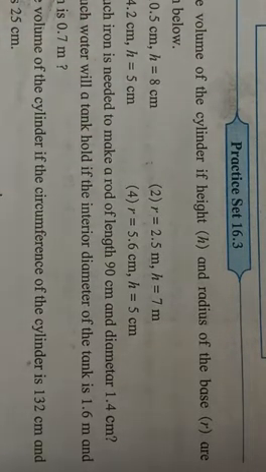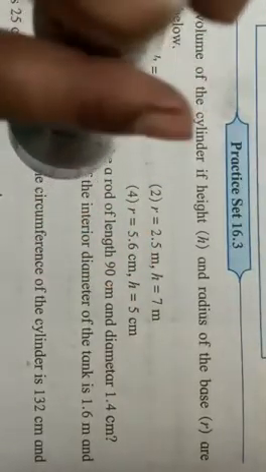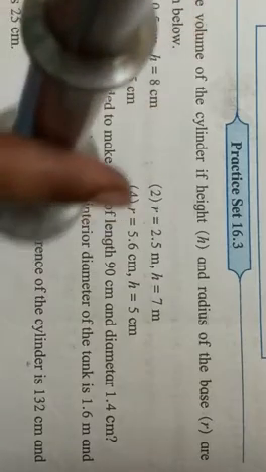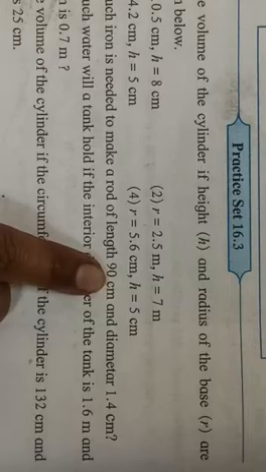Volume of the cylinder: the base is circular, and the area of the circle is pi r square. And this height. So pi r square into h, where h is the height, is the volume of the cylinder. Pi r square into height. And this height is nothing but the length. That point you have to understand. That is, the length is 90 centimeter.